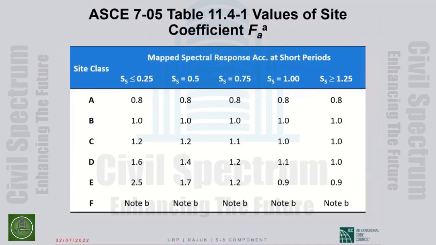So S sub S, S sub 1, we know how to find it for any Bangladesh location. Okay. So you go to the zone map. The Z factor is the S sub 1. You multiply that by 2.5, you have your S sub S. That is probably the simplest. Now, site coefficient.